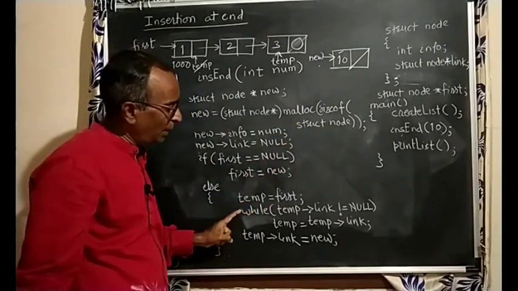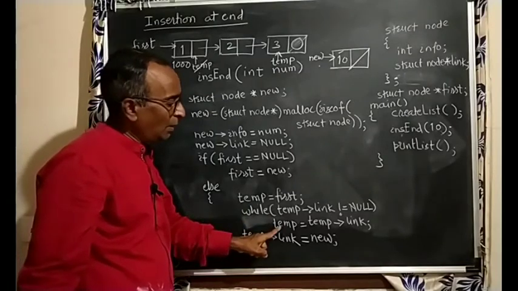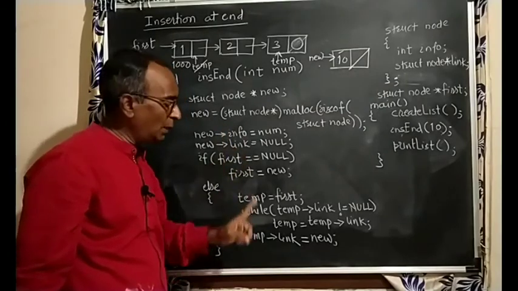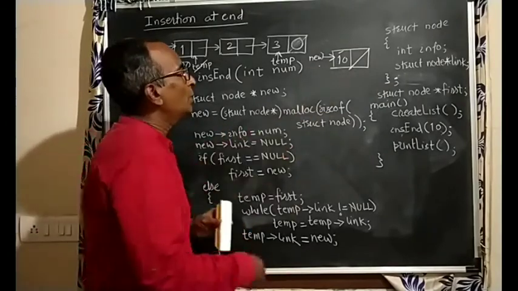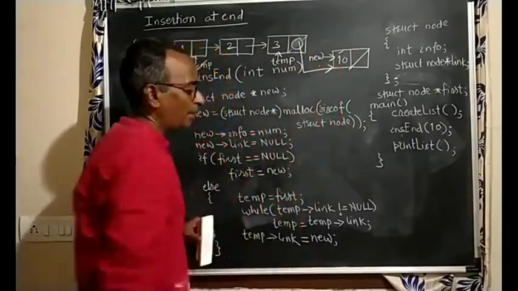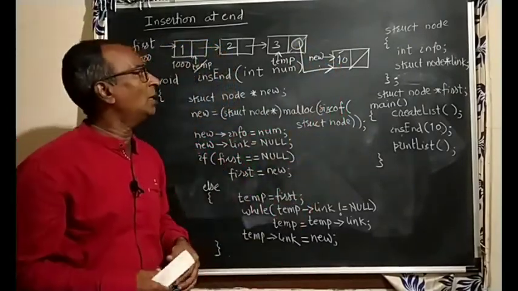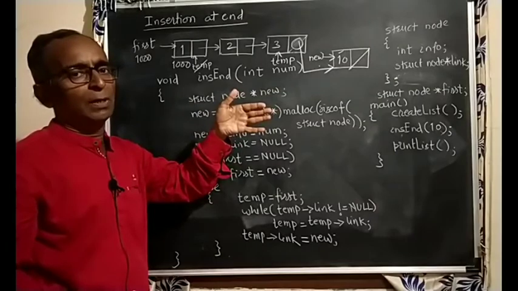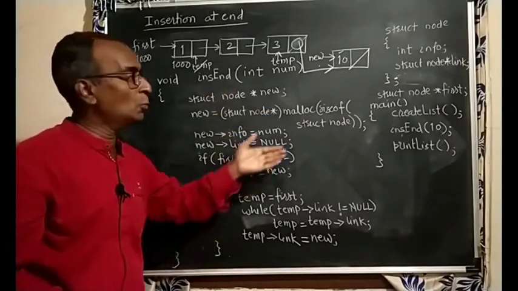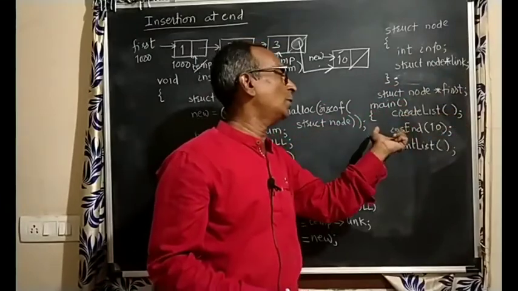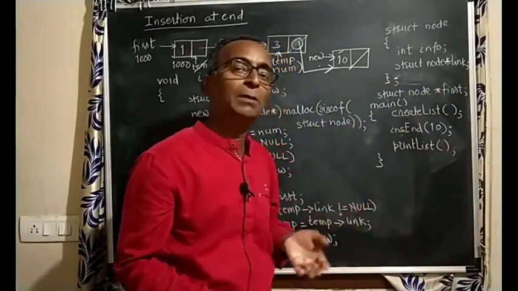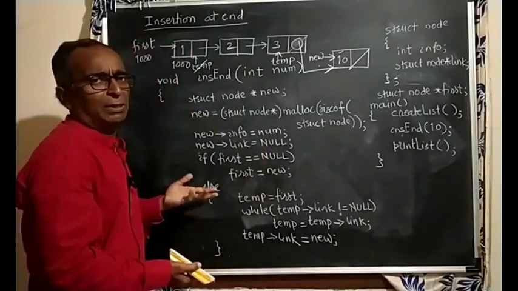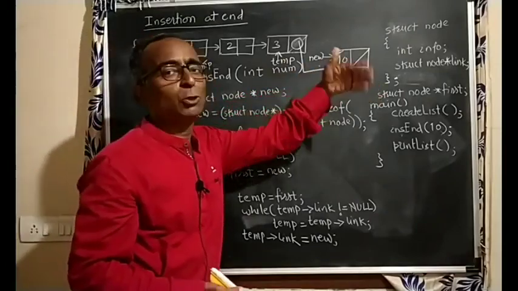Last node we can find by this temp. When this loop exits, then you will get last node's address in temp, and that temp's link is set to new. So this will be pointing here. That's it. This way you can write it easily if you assume first node address as a global variable. There is no need of passing, no need of returning whatever we have seen in insertion at beginning. So this is a new way of writing function by defining first as global.